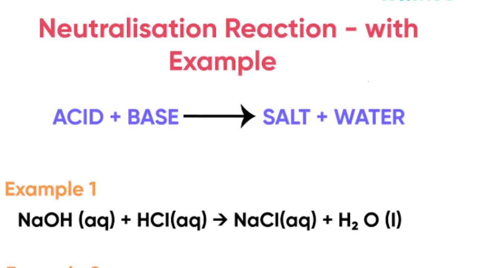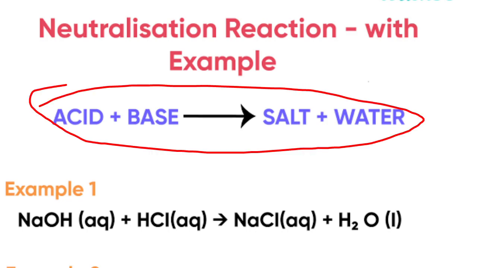Our next topic is salt, and salts we can understand with the help of neutralization reaction. What is neutralization reaction? When an acid reacts with a base to form a salt and water, then this is called neutralization reaction. The acid and the base neutralize the properties of each other, and sometimes heat is also produced during a neutralization reaction. So a general neutralization reaction we can represent as acid plus base produces salt and water.